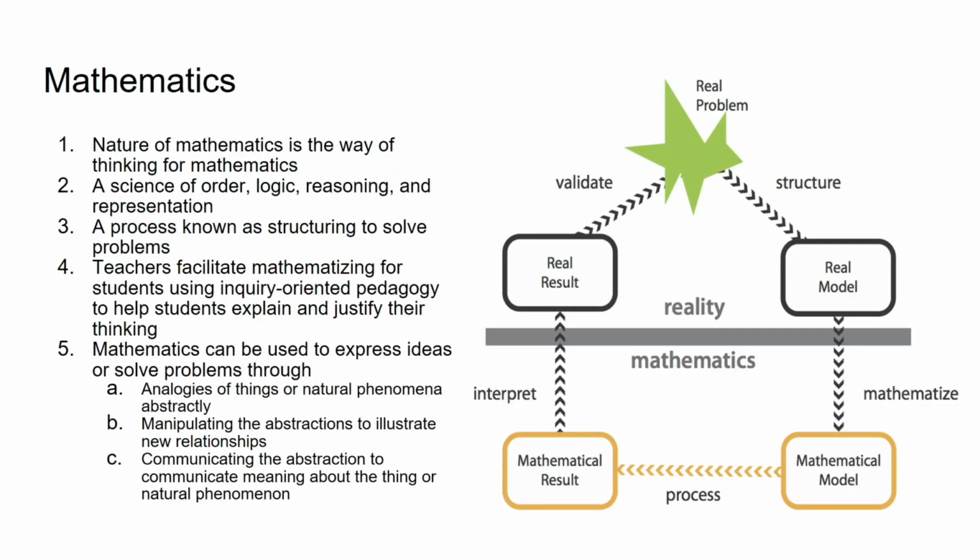Transitioning now to mathematics, the nature of mathematics is a way of thinking for mathematicians. This is based upon the science of order, logic, reasoning, and representation. And so the process that mathematicians use is called structuring. They figure out how to structure a problem in order for it to be solved, and they use a number of different ways to do this.